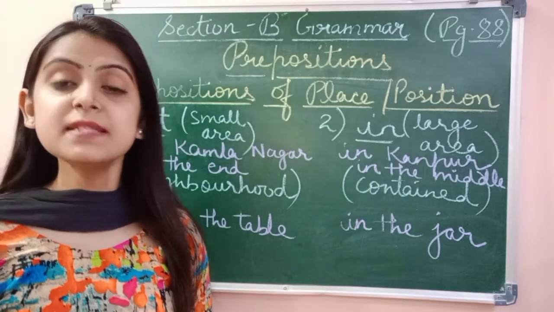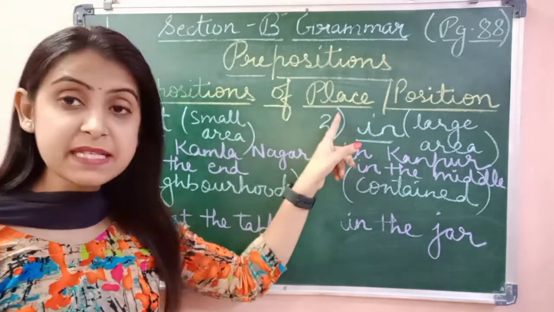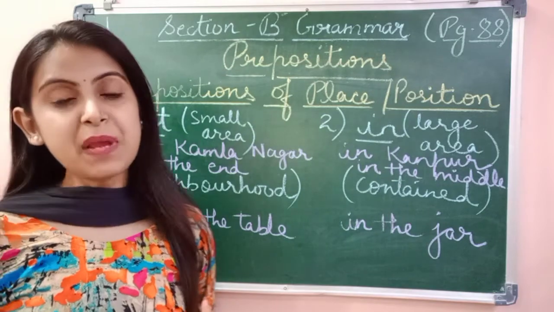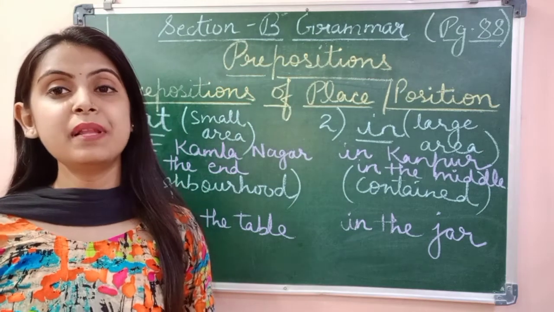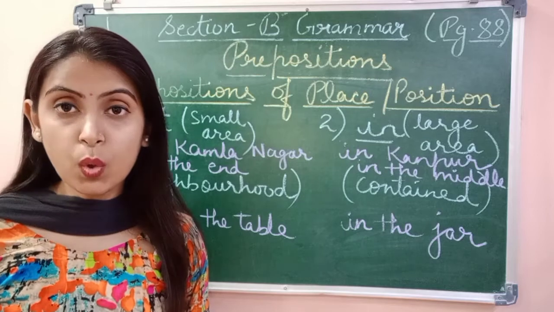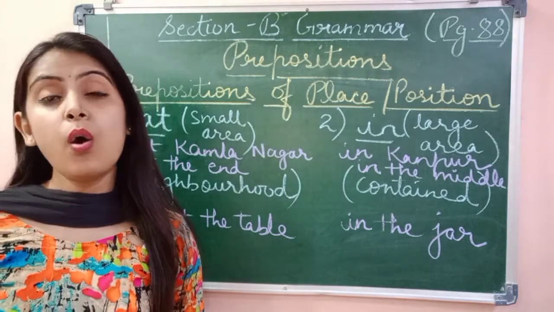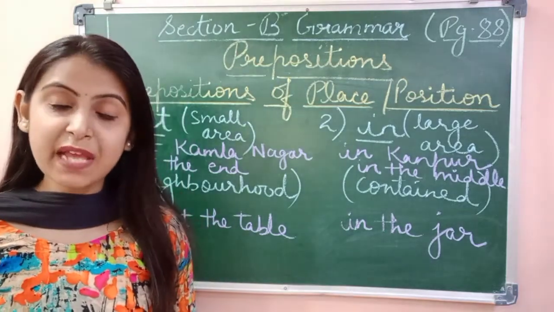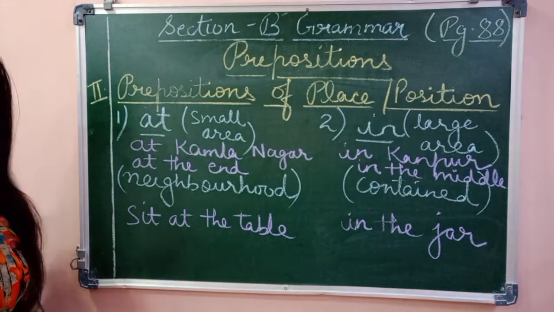Now we'll discuss the second type of preposition, that is prepositions of place or position. Right. Now many prepositions can be used as prepositions of place. For example, at, in, on, below, above, over, under, behind, in front of, beside, right? So let us understand all these prepositions in detail.